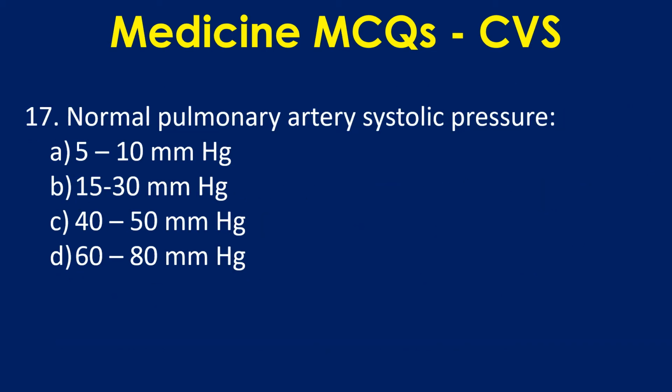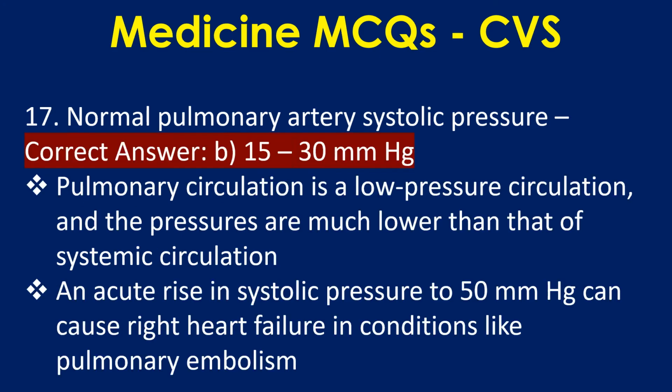Normal pulmonary artery systolic pressure: A. 5 to 10 millimeters of mercury, B. 15 to 30 millimeters of mercury, C. 40 to 50 millimeters of mercury, D. 60 to 80 millimeters of mercury. Correct answer B. 15 to 30 millimeters of mercury.